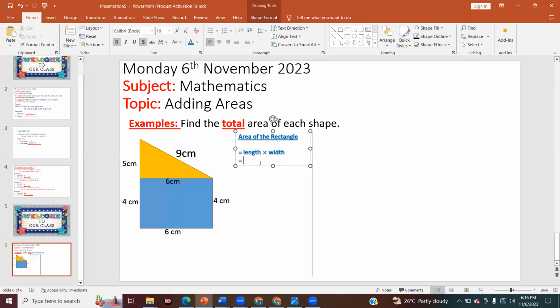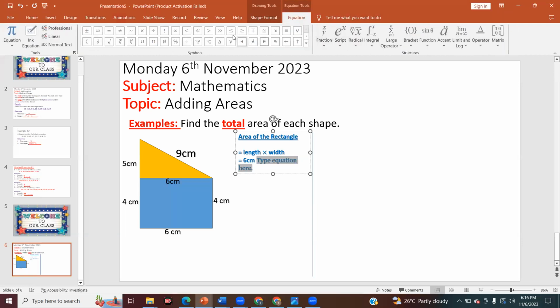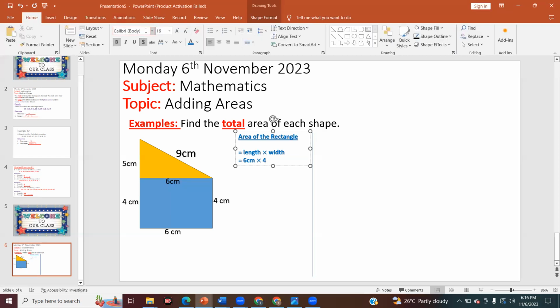Okay, sure. Thank you. So, the area of the rectangle, the length is what? What's the length of this rectangle? Remember, the length is the longest side. 6 centimeters. Very good. And what's the width of the rectangle? 4 centimeters. Very good. So the length is 6, the width is 4 centimeters.